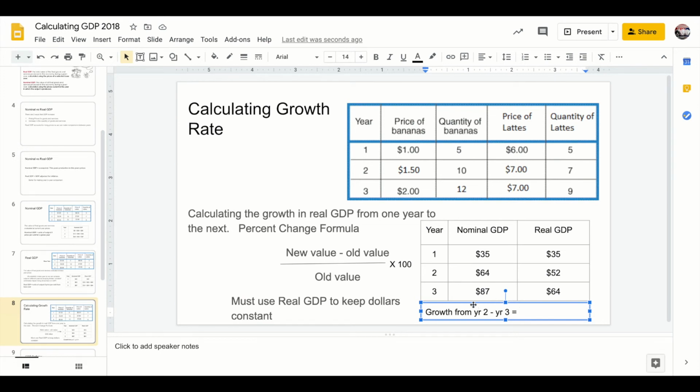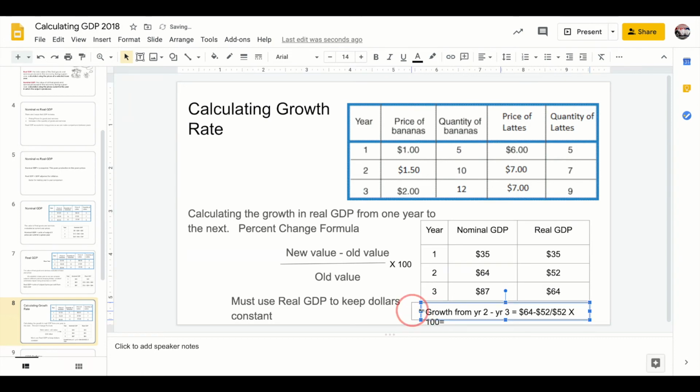From year two to year three, we went from $52 to $64. Our new value is going to be the most recent year. So year 3 will be our new value. So that will be $64 minus our old value, which was $52, divided by our old value of $52 times 100. And that equals what?